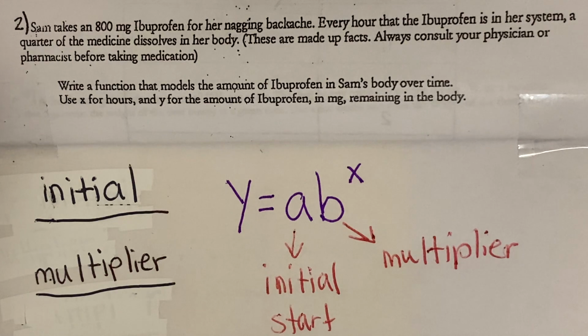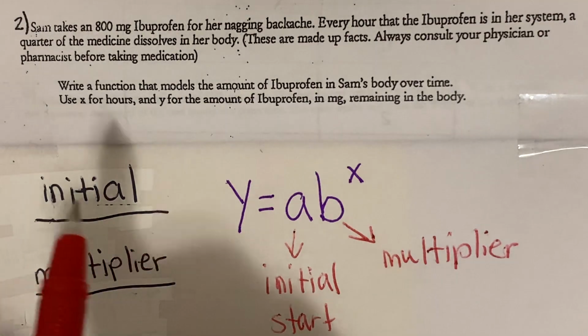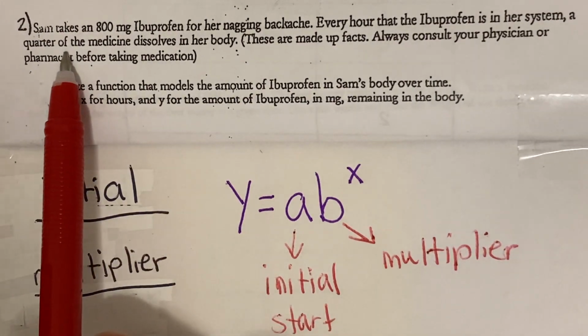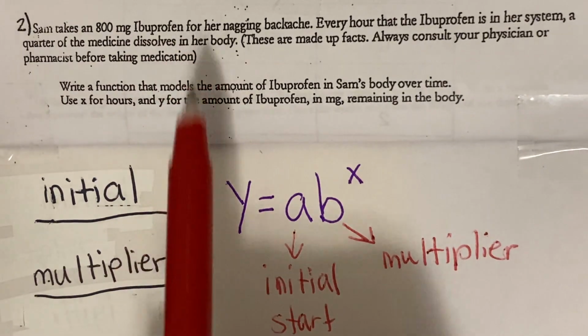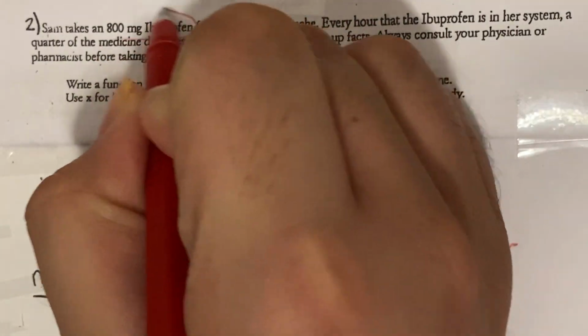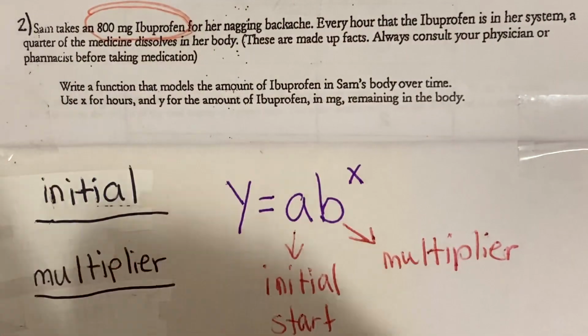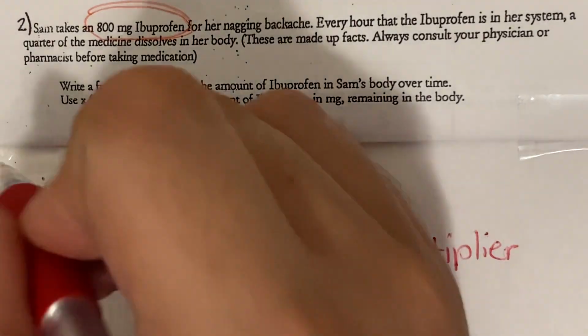And so it says, write a function that models the amount of ibuprofen in Sam's body over time. So first, of course, we look for our initial value, and the initial value, according to our problem, is 800 milligrams. So it says Sam takes 800 milligrams of ibuprofen for a nagging headache. So that's the initial value. That's going to be our initial value, 800.